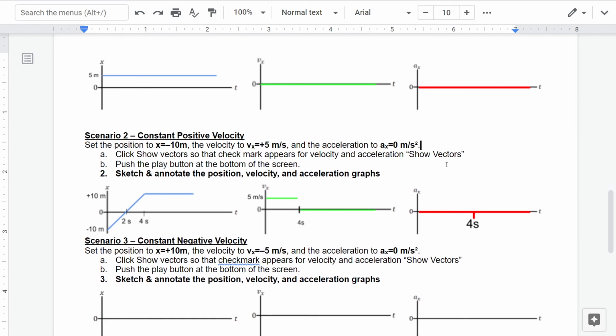Give that third scenario a try and reproduce the graphs.